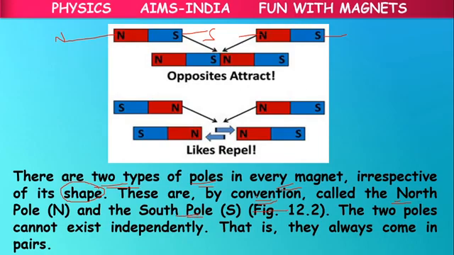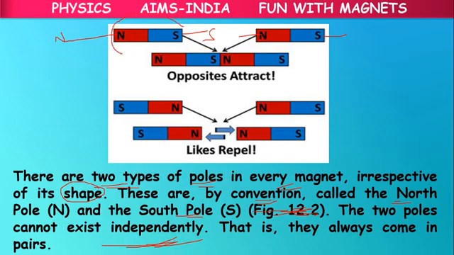Here you can observe in this figure, according to the above figure, all the magnets will have two poles. One is North Pole, another one is South Pole. These two poles do not exist independently. Means a single pole magnet does not exist.